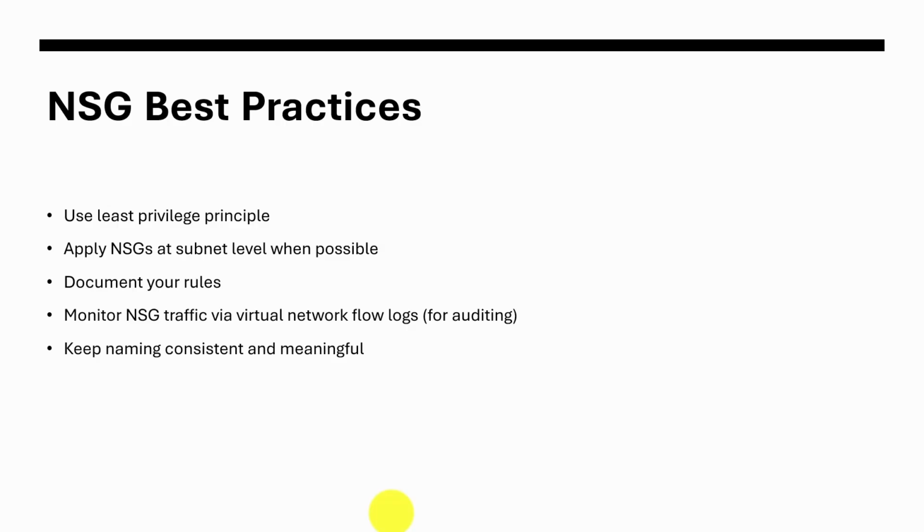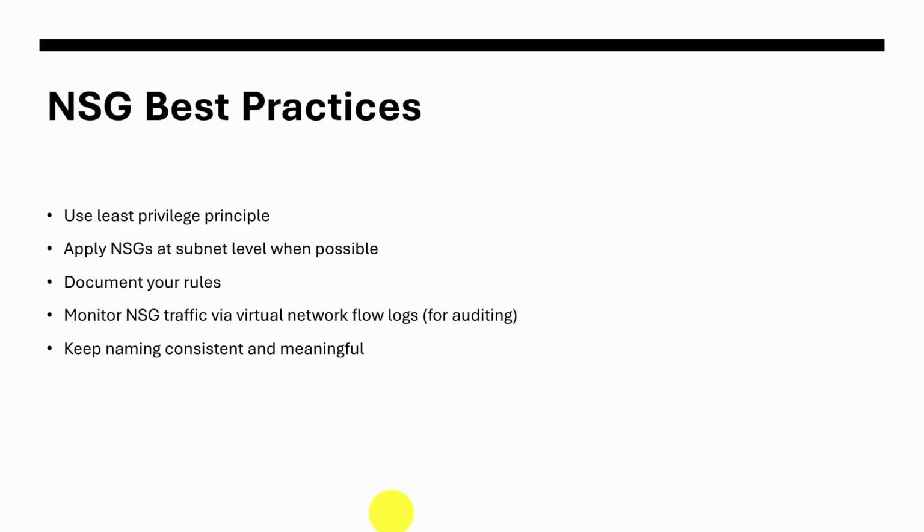Now, applying NSGs, there are two ways that you can apply NSGs. I will show this in practice in a little while. The recommended method is to apply an NSG at the subnet level, so you have one NSG per subnet, and the same NSG can be applied to multiple subnets as well. So you can just manage the rules within that NSG.